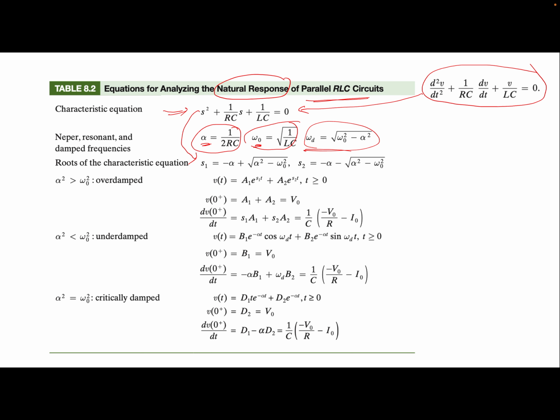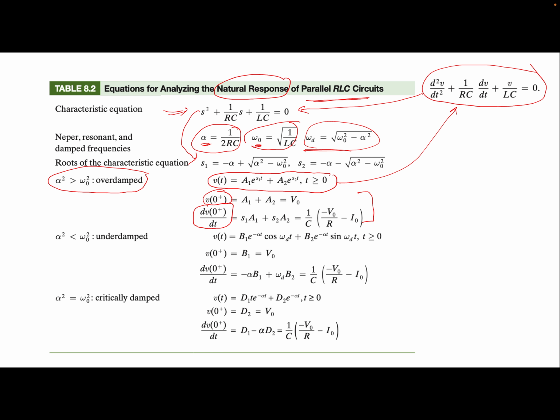We also saw the different equations for the voltages that we get for the different responses, and how to get the constant values as well. For example, in the overdamped case, where alpha squared is greater than omega naught squared, alpha is greater than omega naught, we found what the voltage solution of the second order differential equation looks like, and this is how you can find the two constants as well. We derived these equations by looking at the voltage at 0 positive and also its first derivative at 0 positive.